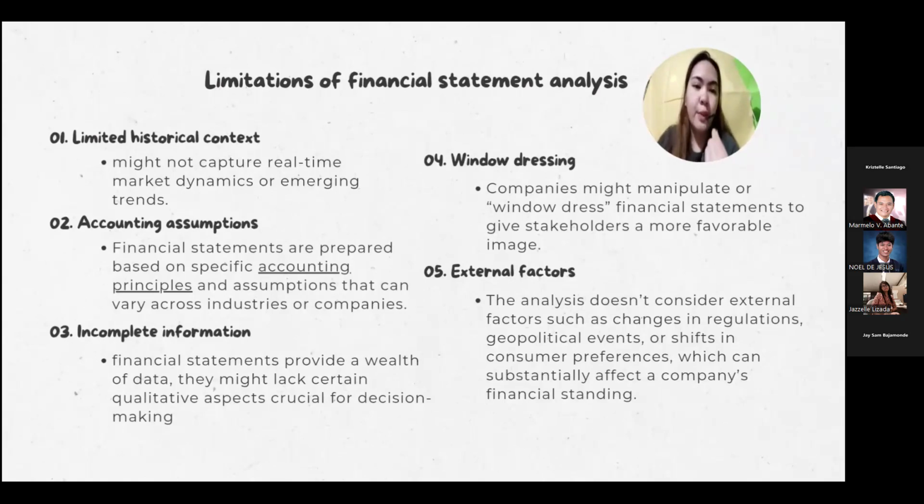Okay, for next is window dressing. Companies might manipulate or window dress financial statement to give stakeholders a more favorable image. So some companies might present their financial statements in a way that makes them look better than they actually are. A practice is known as window dressing. It could involve delaying expenses or inflating revenue, which can mislead investor or stakeholder about the true financial situation.